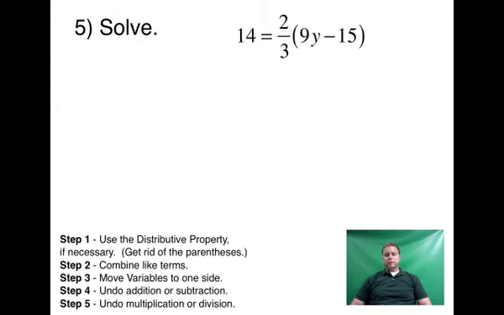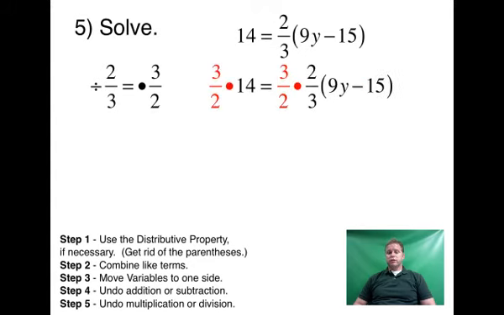Number 5. This one's a little tricky, so I'm going to get you started, and then I'd like you to try to finish up on your own. We have 2 options. We could use the distributive property and multiply everything inside the parentheses by 2/3, but I'm going to do kind of a shortcut here. Since they're multiplying by 2/3, I'm going to divide by 2/3, which means I'm going to multiply by 3 over 2. So I'm going to go 3 over 2 times 14 equals 3 over 2 times 2/3.